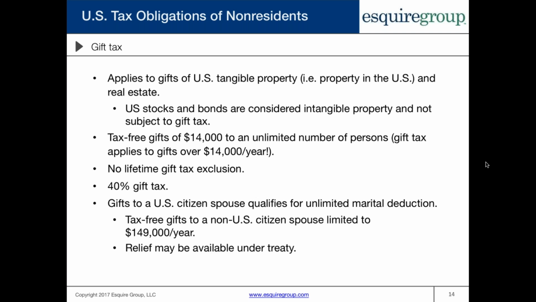If, however, the gift of U.S. tangible property or real estate was over $14,000, since non-resident aliens do not get a lifetime gift tax exclusion, which is a tax-free amount that Americans get that they can gift throughout their lifetime, any gifts over the $14,000 would be subject to 40% gift tax.